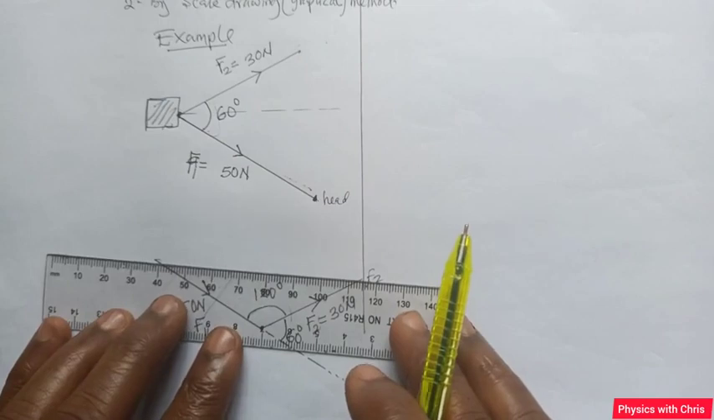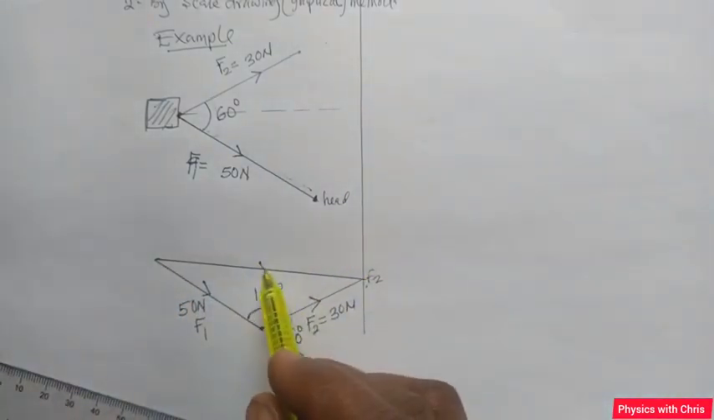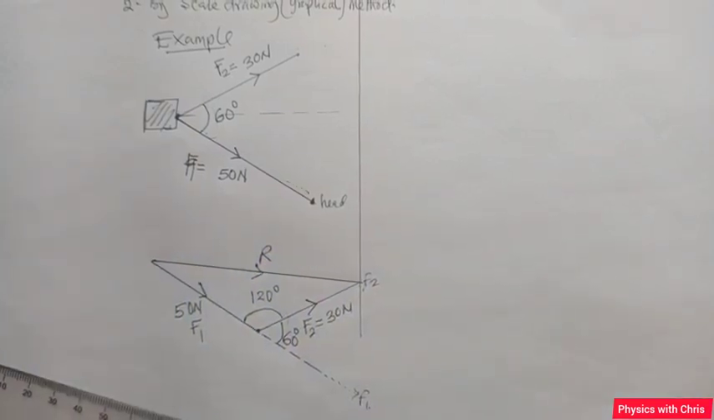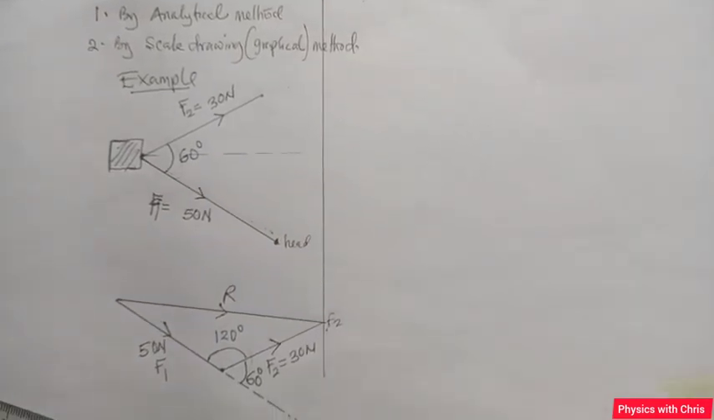So the resultant vector is quickly represented in magnitude and direction by this line. Okay, I can call my resultant R. How do I find the resultant vector? I have to use my cosine rule because I have two sides and one included angle.